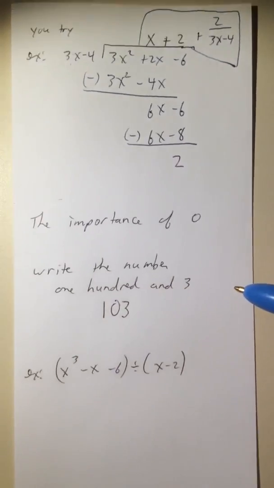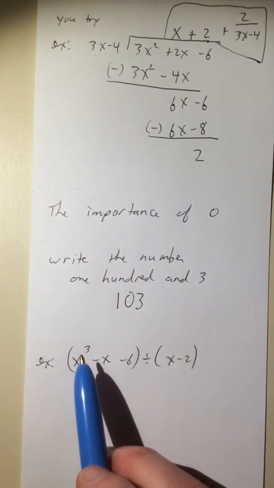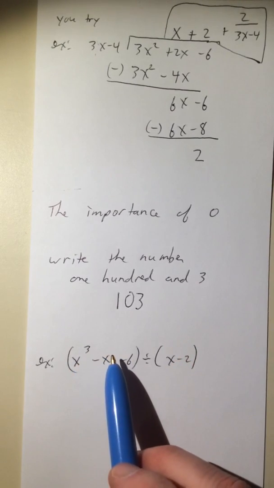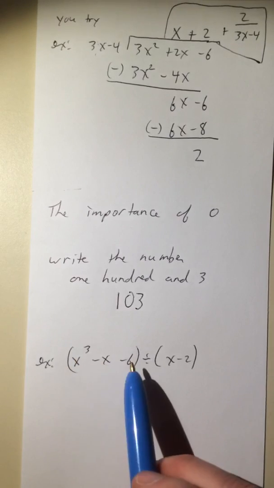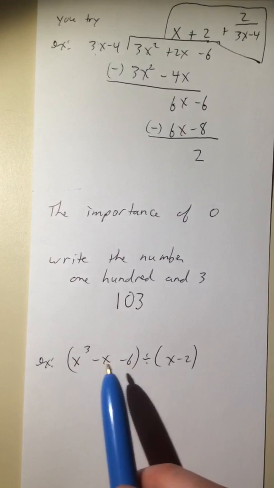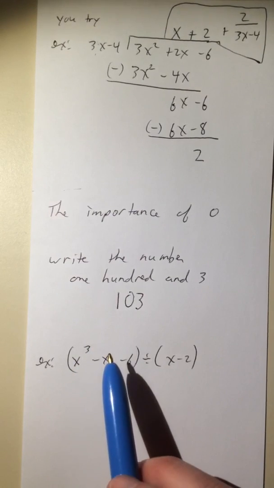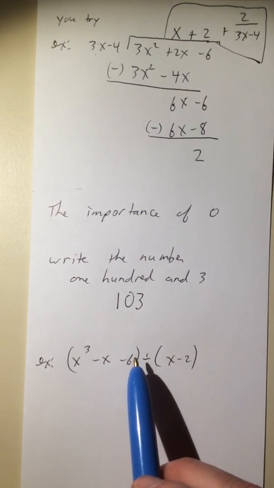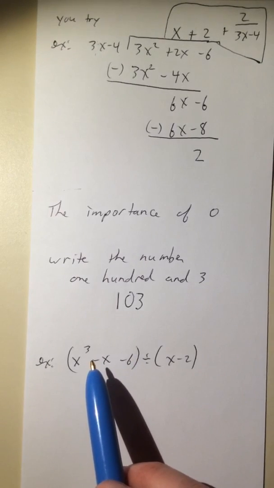Same concept applies to a problem like this one. So you'll notice that here we have x cubed, here we have x to the first, and here we have no x's. So what should be happening here is we should have all of our columns accounted for. So we should have an x to the third, an x to the second, an x to the first, and an x to the none, no x. And so we're missing one of our columns right here. So we need to make sure that that column is accounted for.